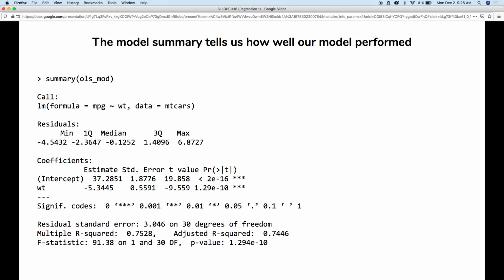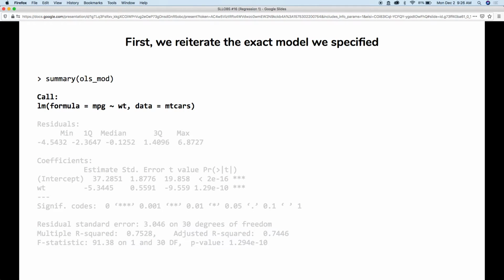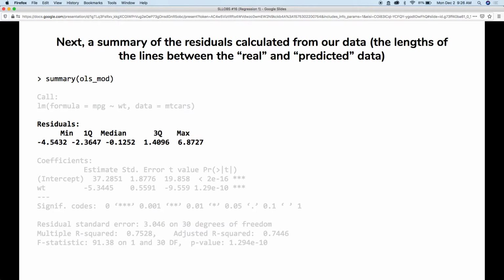So let's spend some time and walk through each piece of this model output and how to interpret it. First, it's just reiterating the exact model you specified. So if you get lost, if you're fitting tons of models, you can always come back and reference that. We also get this summary of the residuals calculated by the model. This is fairly self-explanatory. The one thing you can keep in mind is that the mean of your residuals should always be 0. And so we would expect the median of the residuals to be pretty close to 0. And indeed, that's what we find.